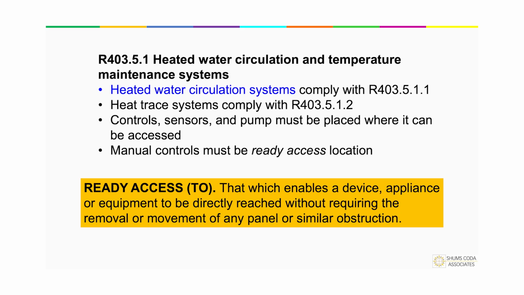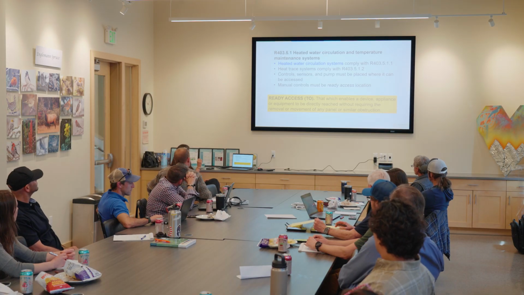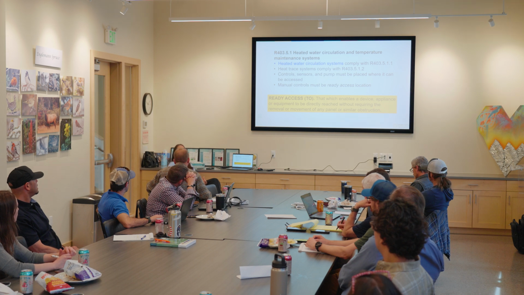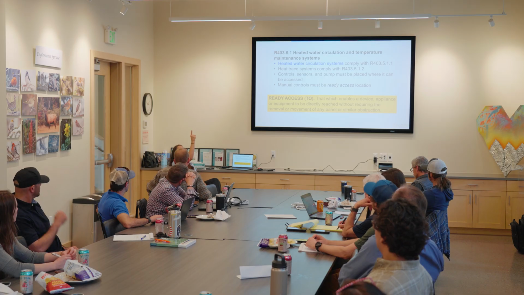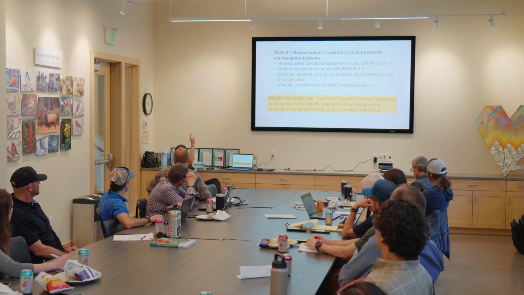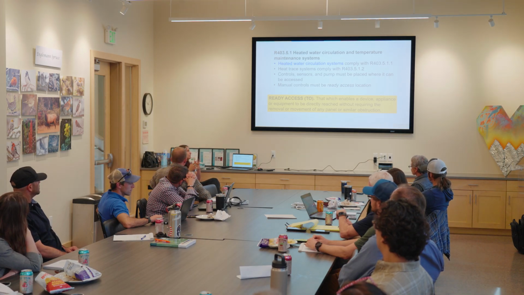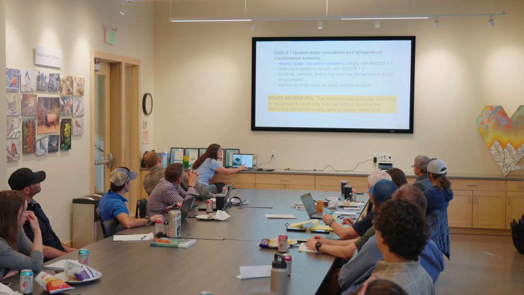The big one is manual controls have to be in a ready access location. What that means is it is not talking about accessibility. What it's talking about is that you have to have it in a location that you have access to, meaning the controls could not be up there at the ceiling for us to control or maneuver. It could be up here on that wall. So that's what they're talking about when they talk about ready access.